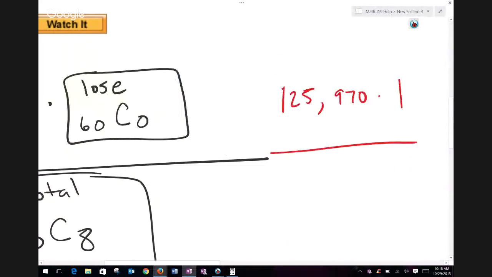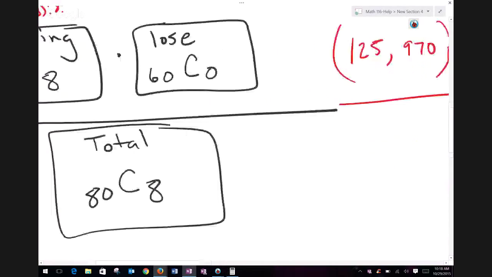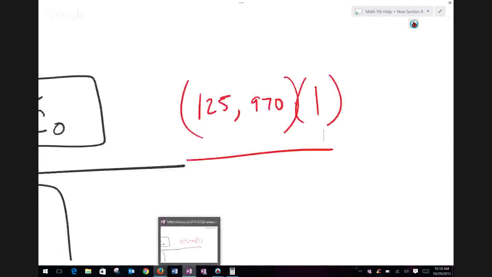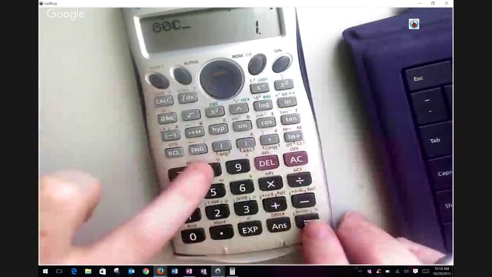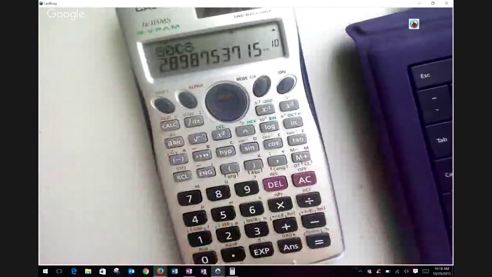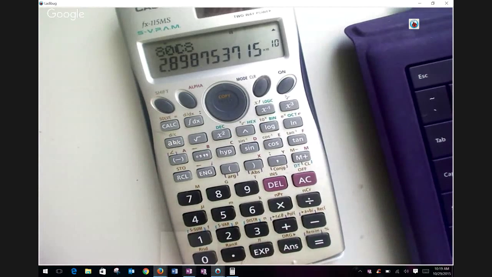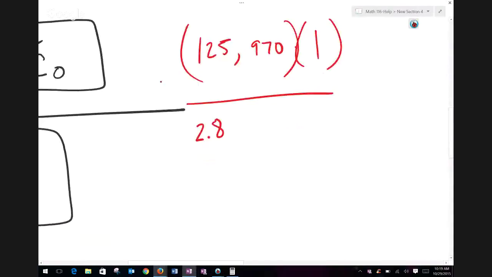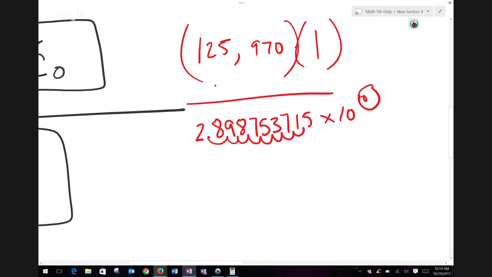Times 1 divided by, so I'm going to multiply these together, divided by 80 choose 8. And this is just a huge number. If I come over to my calculator, it's going to give it to me in scientific notation. 80 choose 8. And you can see here, this is scientific notation. This times 10 to the 10th power, if I go ahead and write that out, what our calculator says, 2.898753715 times 10 to the 10th power. This times 10 to the 10th power means I move this decimal 10 times. 1, 2, 3, 4, 5, 6, 7, 8, 9, 10.